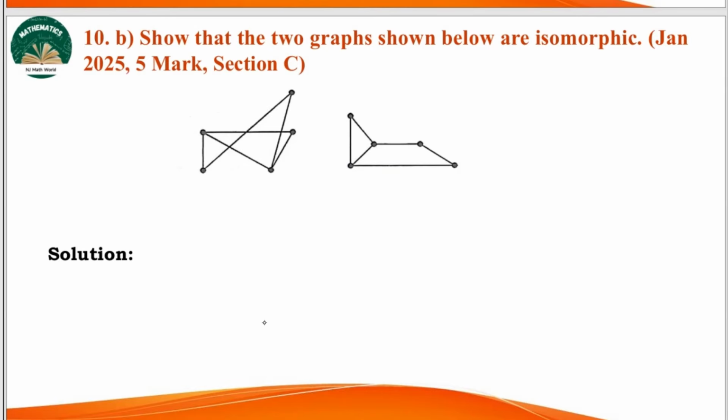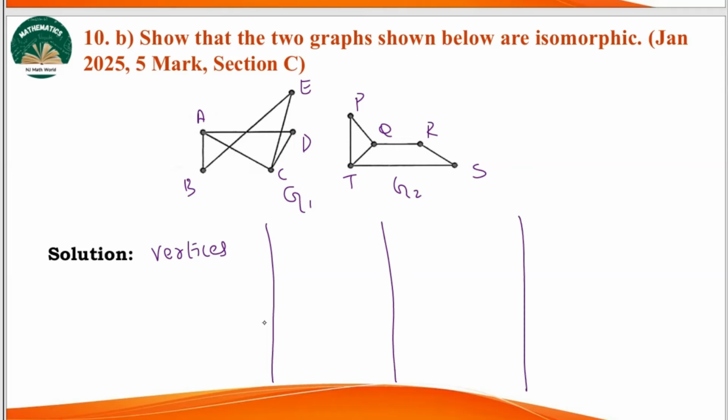So now to show that the two graphs below are isomorphic. How to prove it is isomorphic? We need to take graph 1 and graph 2. For graph 1 I'll write A, B, C, D, E. And for graph 2 I'll write P, Q, R, S, T. So first we have to find the vertices in graph 1 and graph 2. The vertices of graph 1 are A, B, C, D and E. For graph 2 it is P, Q, R, S, T.